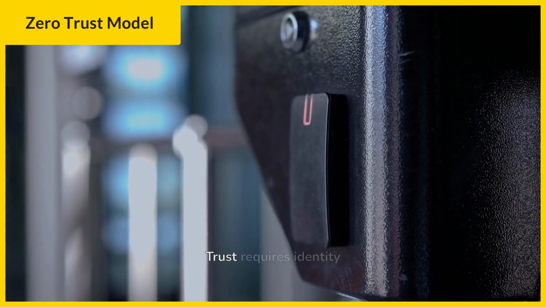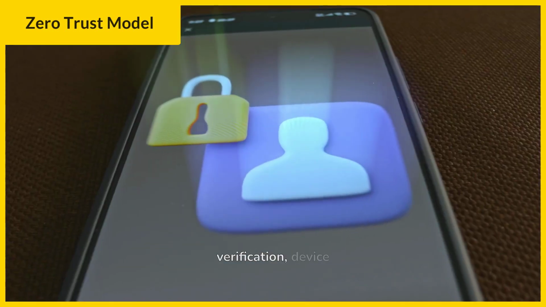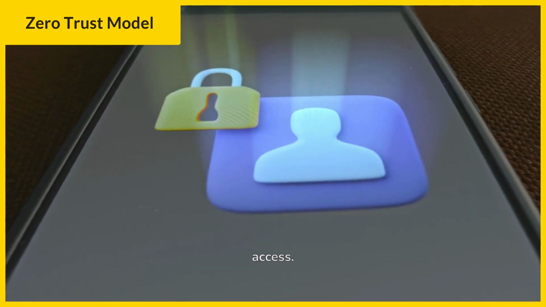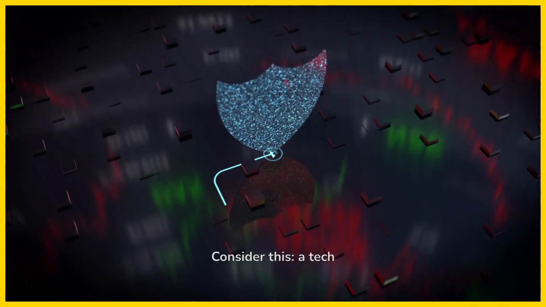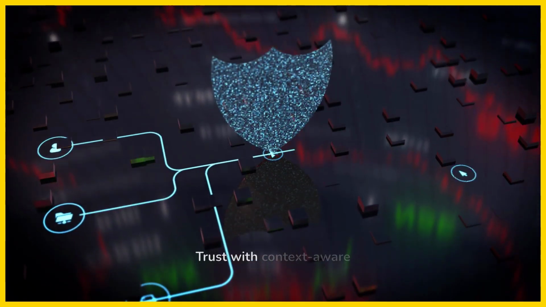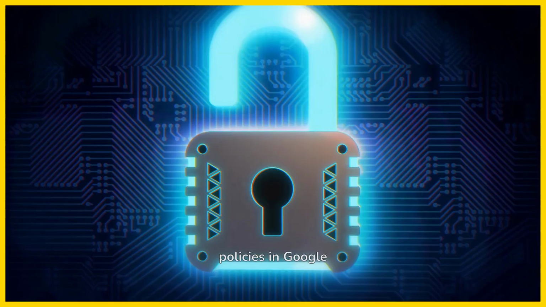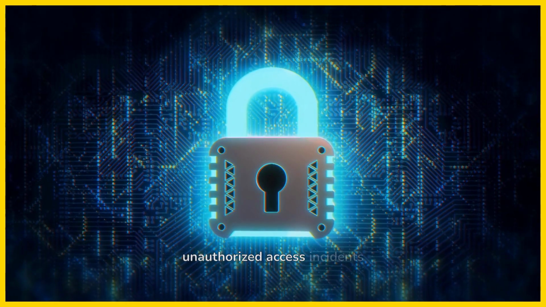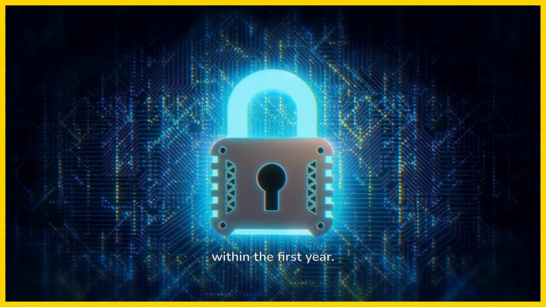Implementing zero trust requires identity verification, device compliance checks, and strict segmentation of access. Consider this: a tech company adopted zero trust with context-aware policies in Google Workspace. They achieved a 40% reduction in unauthorized access incidents within the first year.